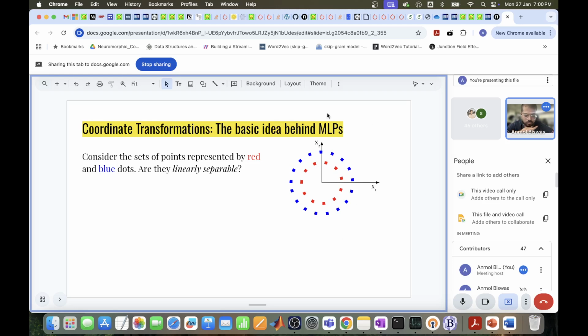And basically, let's say you have data that looks like this, right? So this is two-dimensional data, right? So you have x1 and x2, and you have one class which is represented by blue dots. You have one class which is represented by red dots, right? And obviously, you can see here, just by inspection, that this is not linearly separable, right?